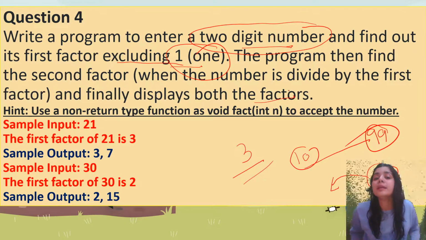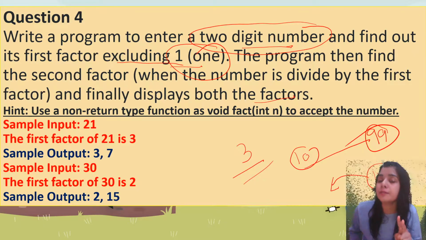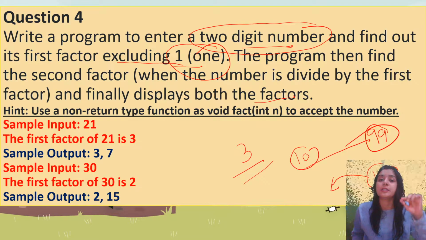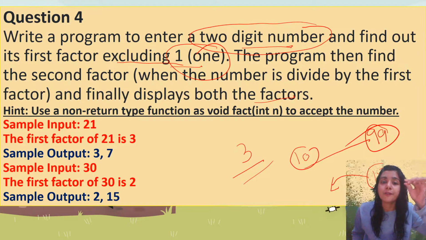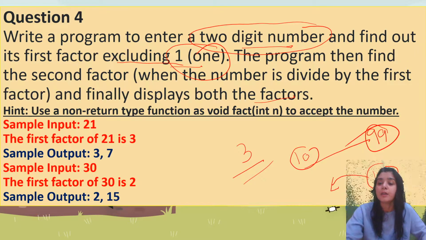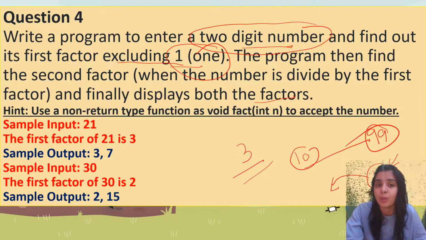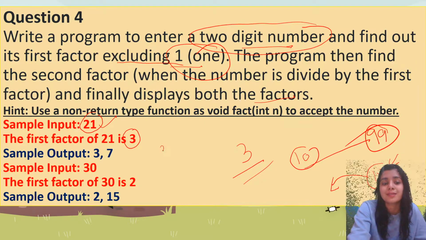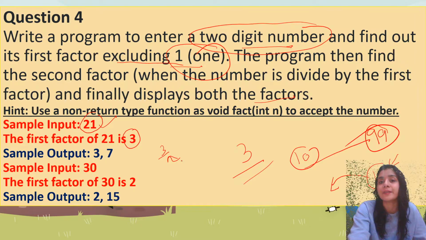What we have to do, listen carefully here. You have to enter 2 digits. Understood? So excluding 1, we have to find out the first factor. That first factor should divide the number, any number which will produce this number. Are you getting what I want to say? For example, let's take sample input 21. So its first factor is 3. Now through the code we are going to find out the second factor.